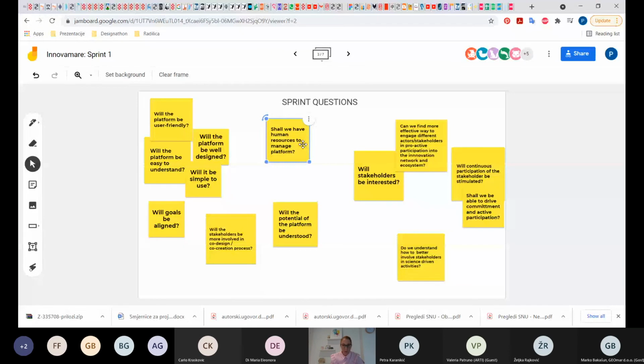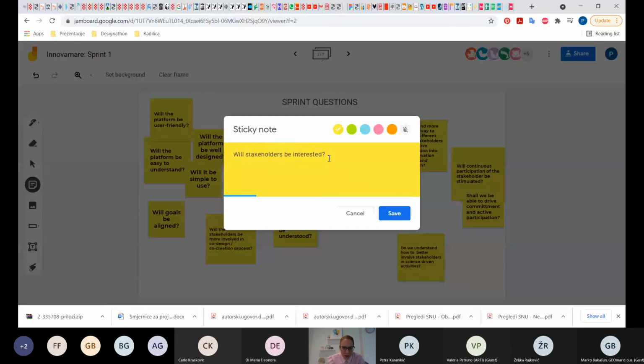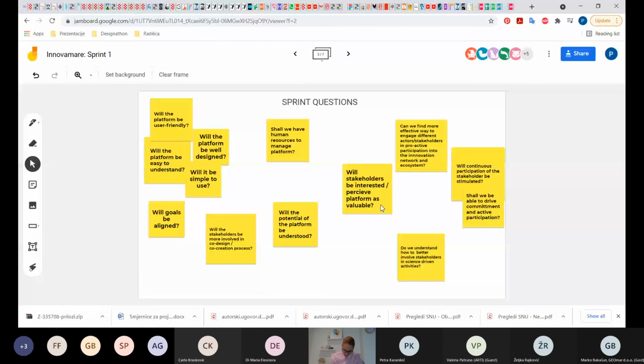Also, will it provide value to stakeholders? So this is basically what somebody mentioned, but in a different wording. Will stakeholders be interested and perceive the platform as valuable? Okay, sounds okay? Yes. As valuable and useful, basically, yeah.